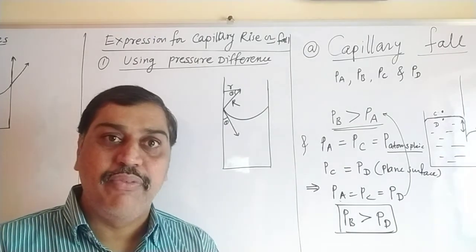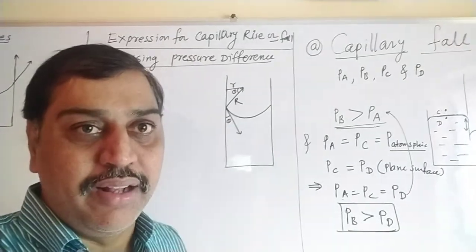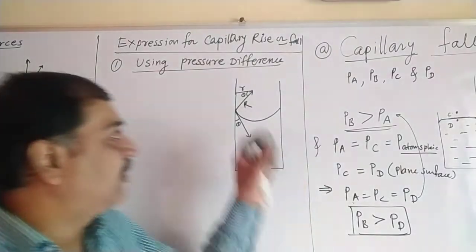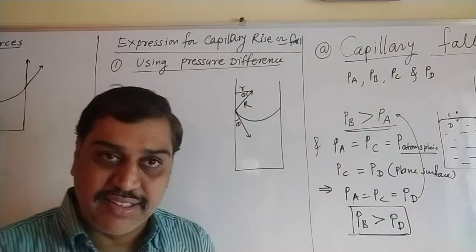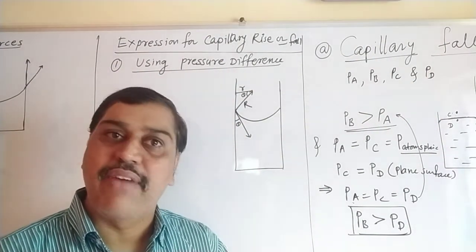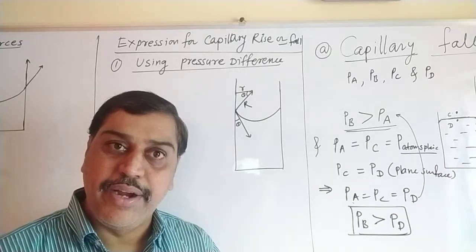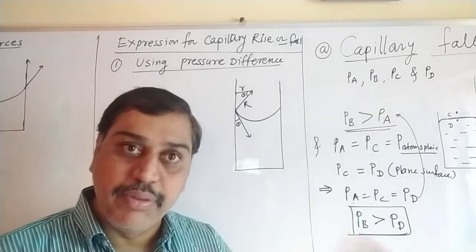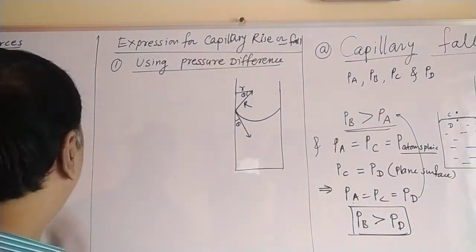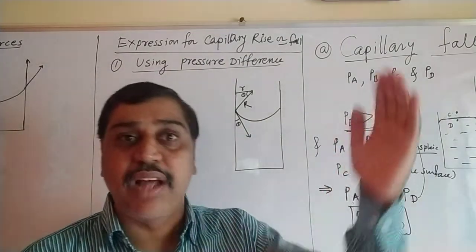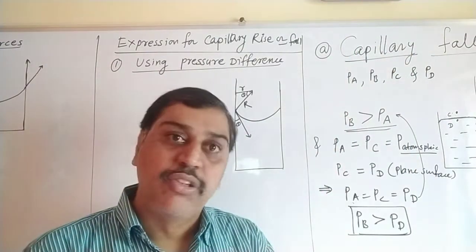By this method, we can derive the expression by 2 different methods. The first is nothing but this we have just written here, using pressure difference. By using pressure difference, we can find out the rise or fall of liquid in a capillary tube. And second, that is nothing but using the forces, equating the upward forces equal to downward forces.